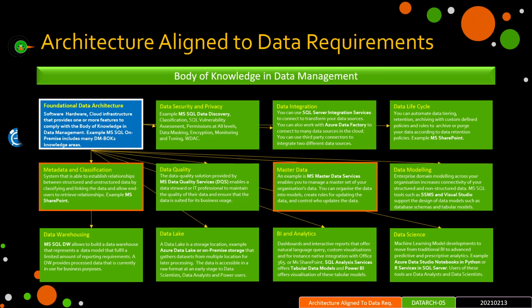Metadata. An example is MS SharePoint, a system that is able to establish relationships between structured and unstructured data by classifying and linking the data, and allow end users to search and retrieve records through connected metadata. Data quality. MS Data Quality Services allows an organization to create rules to correct bad data to good data. Data warehousing. With MS SQL Data Warehouse, you can build modern data warehouses for specific business goals.